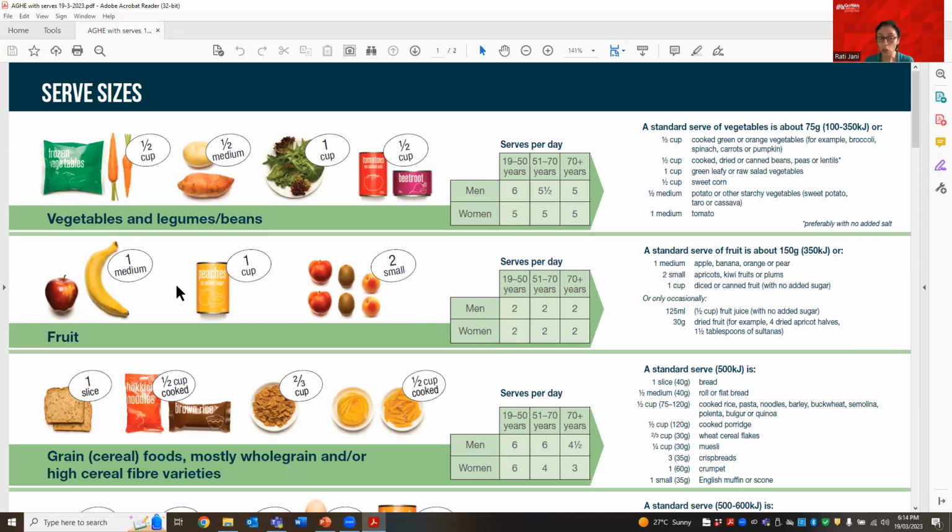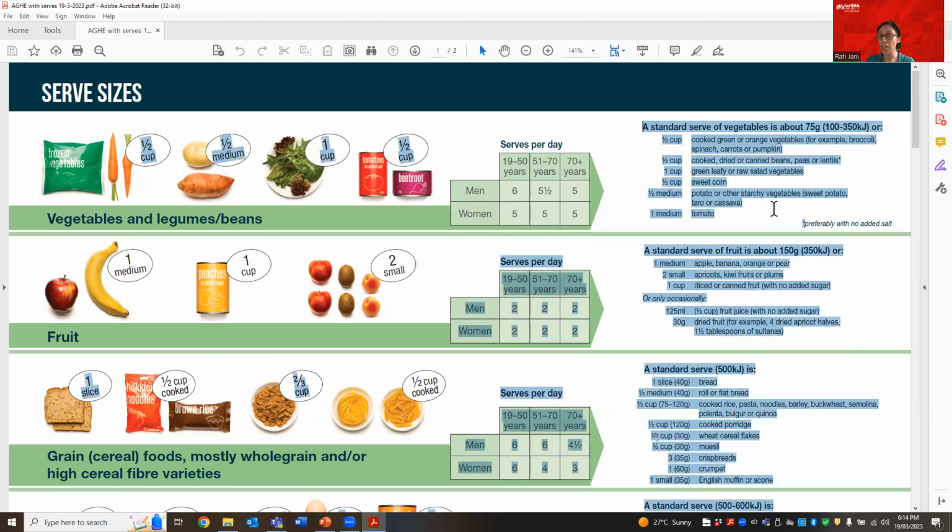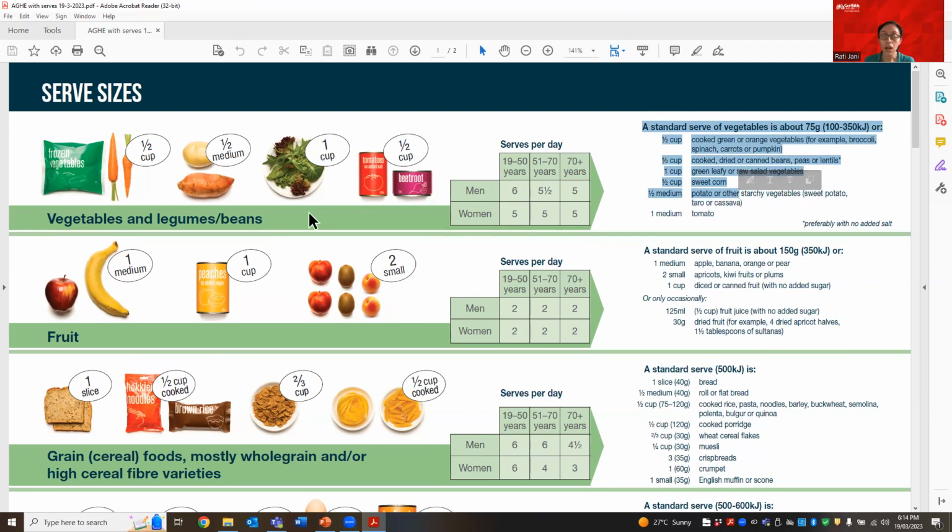This is a two-pager document. This document will tell you how many serves are required of the core food groups for men and women for various ages. This also gives you what a standard serve indicates. Very, very important, right? Because this will help you to then quantify when you have a dietary recall of a patient in front of you and you have to compute the nutrients out of it.